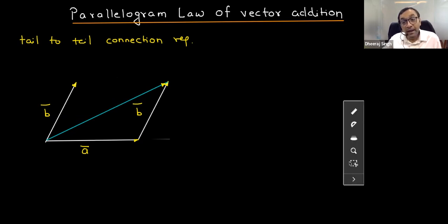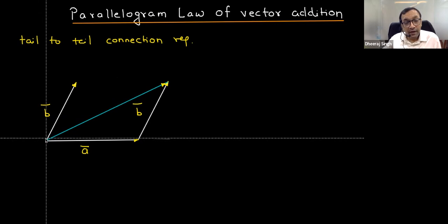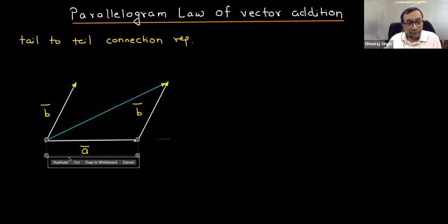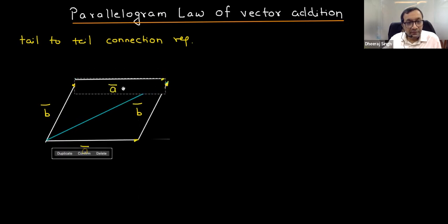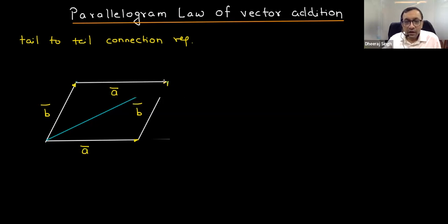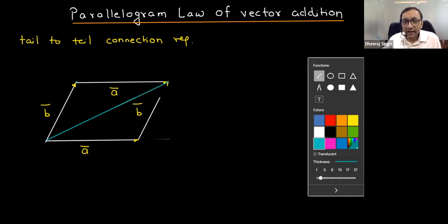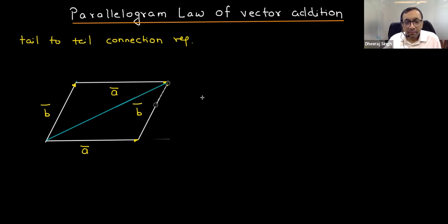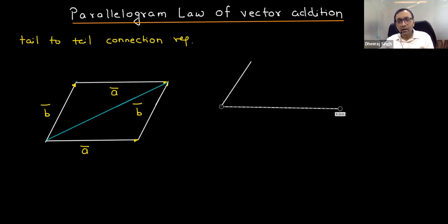You could have moved A parallel to itself, like this. When you move both A and B to find out A plus B, what gets generated? Parallelogram. A parallelogram gets generated. So using triangle law of addition only, you could have added, but when you move both A and B, a parallelogram gets generated, right?